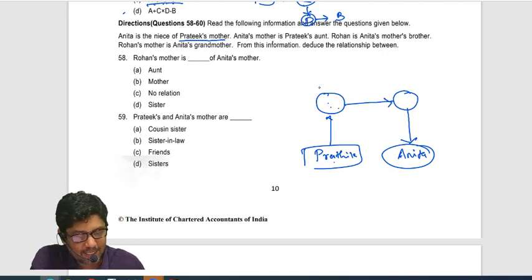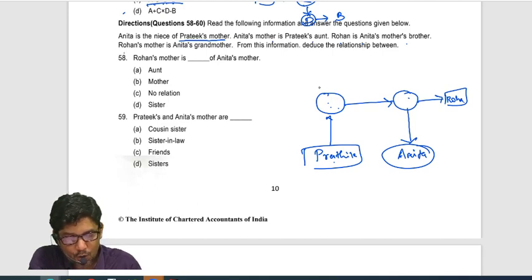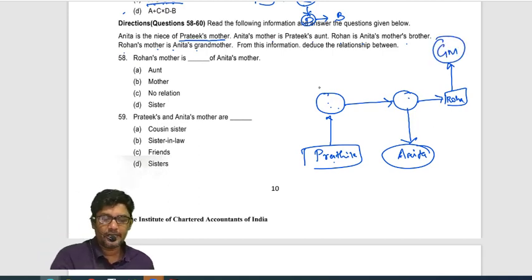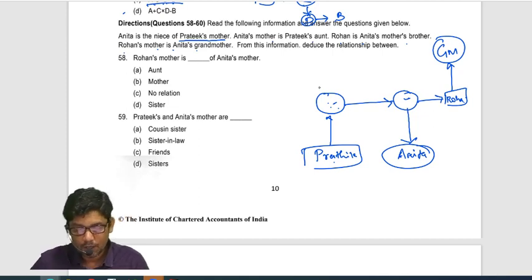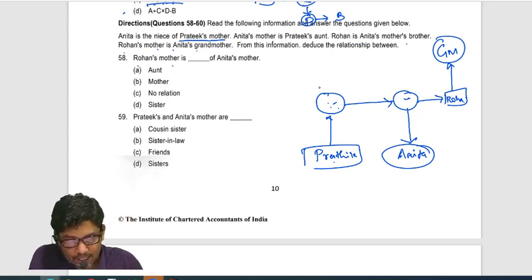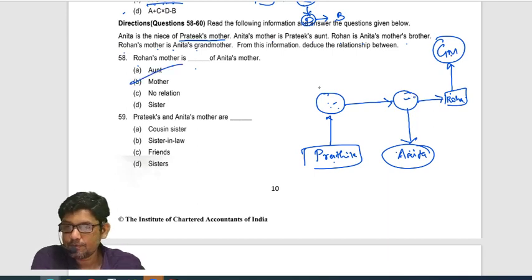Rohan is Anita's mother's brother. Okay, this is Rohan. Next step. Rohan's mother is Anita's grandmother, of course. See, all three people, mother is what? Anita's grandmother. Okay, now, question number 1. Rohan's mother is dash of Anita's mother. Mother of Anita's mother. Am I right? Say yes or no.